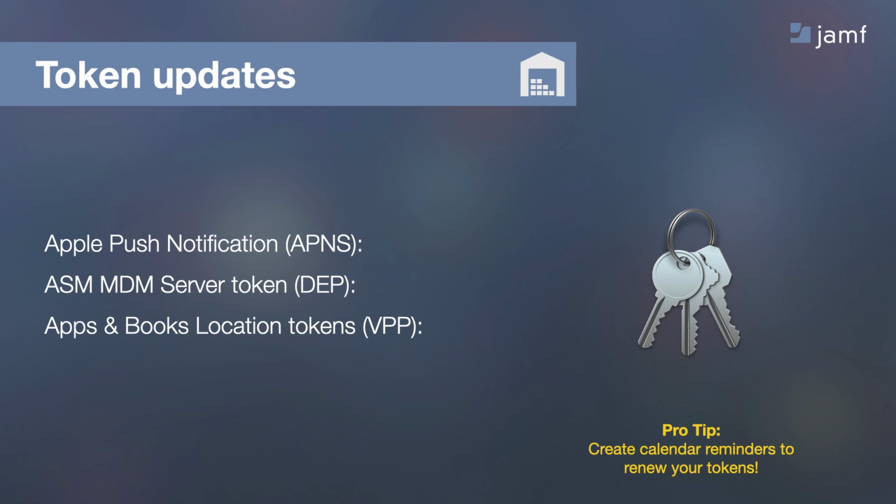Both Jamf School and Jamf Pro have notifications that alert you when your tokens are nearing expiration, but my pro tip of the day is to create calendar reminders, possibly on a group calendar or shared calendar, reminding you to renew those tokens maybe 30 or even 60 days out.